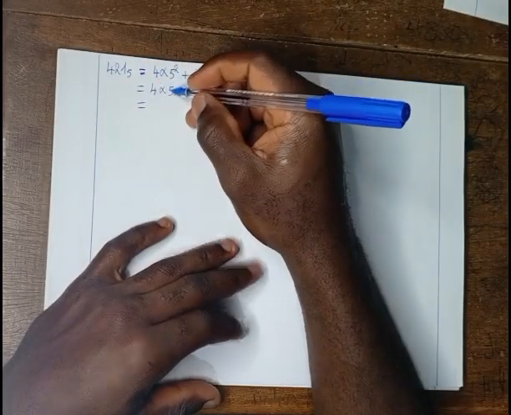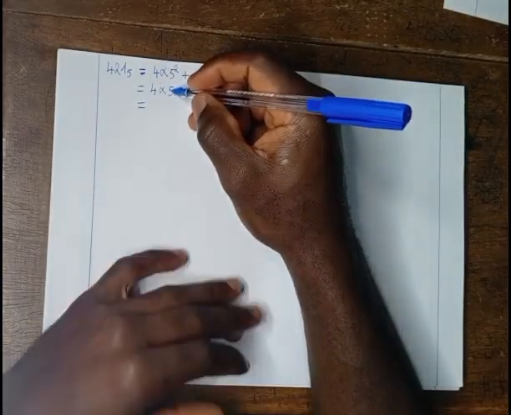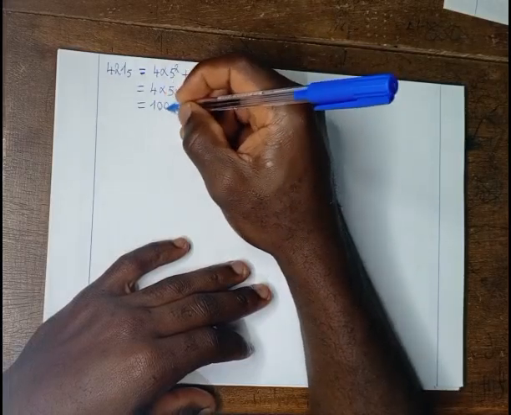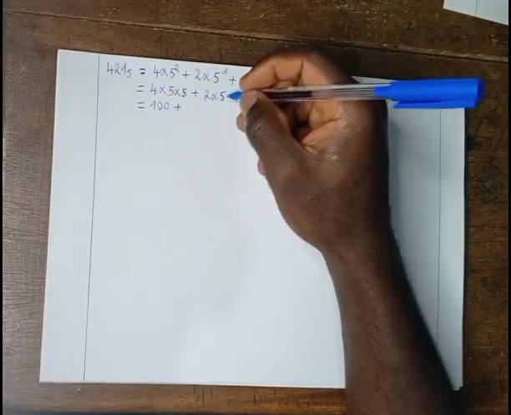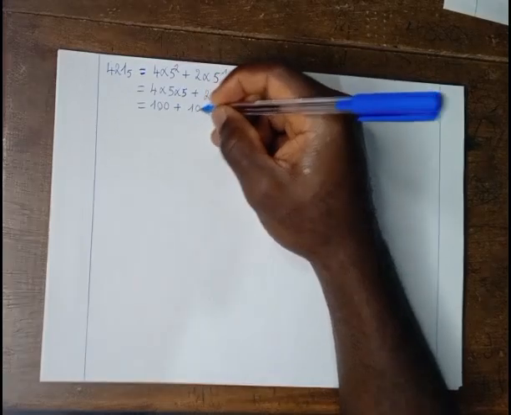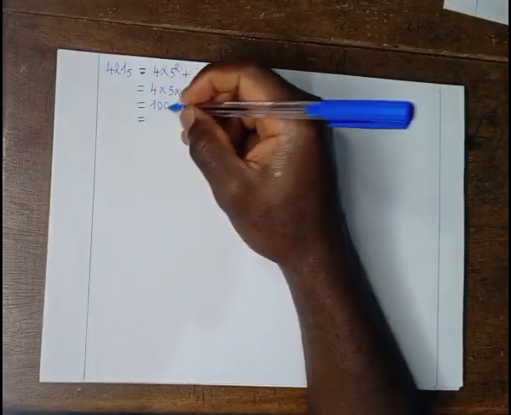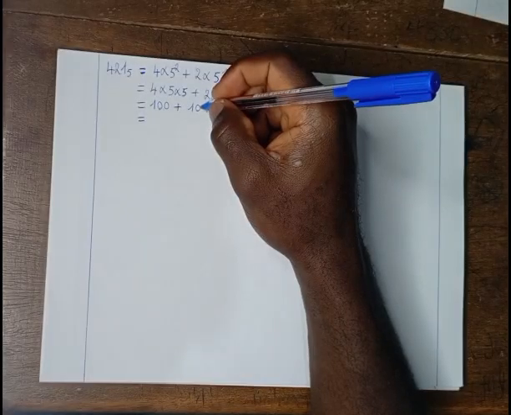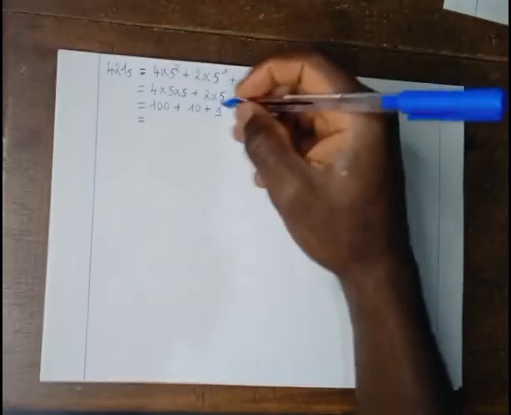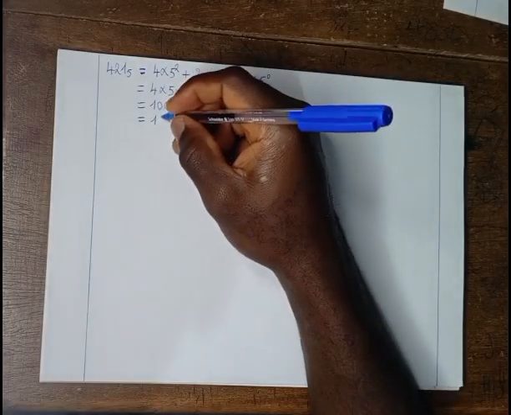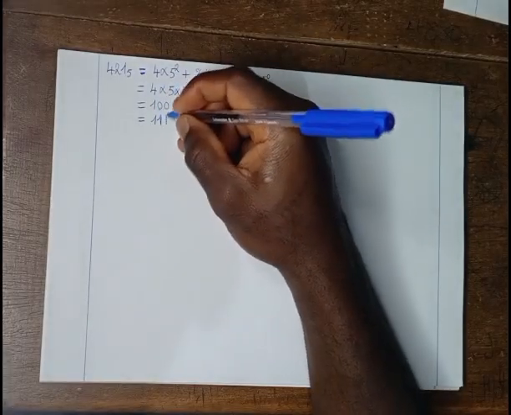This will give us 4 times 5, which is 20. 20 times 5 gives us 100, plus 2 times 5 gives us 10, plus 1 times 1, 1. This will give us 100 plus 10 gives us 110. 110 plus 1 gives us 111.